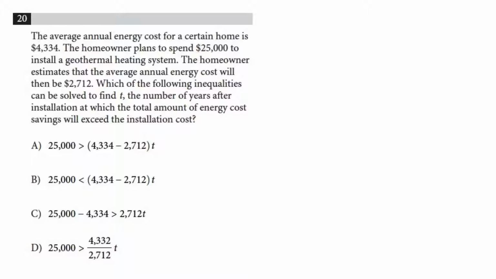20. The average annual energy cost for a certain home is $4,334. The homeowner plans to spend $25,000 to install a geothermal heating system. The homeowner estimates that the average annual energy cost will then be $2,712. Which of the following inequalities can be solved to find T, the number of years after installation at which the total amount of energy cost savings will exceed the initial cost?